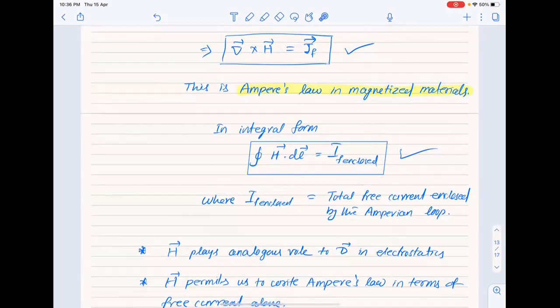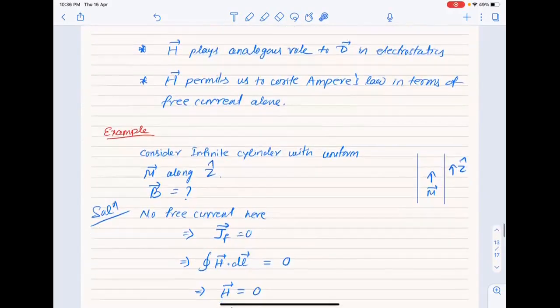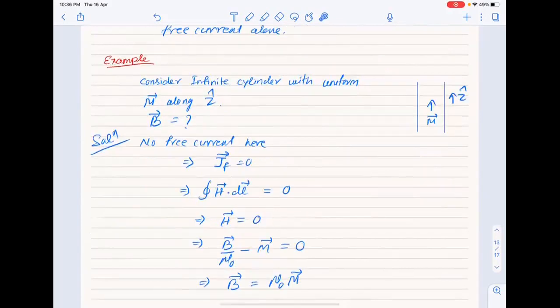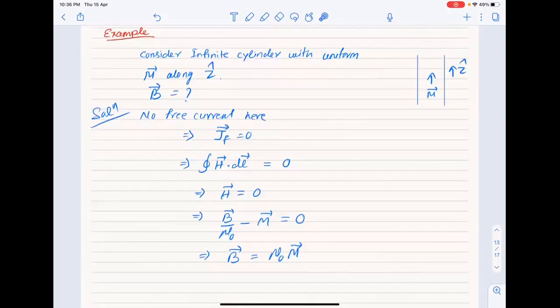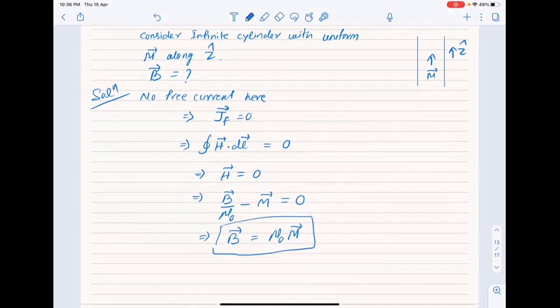And in that case, your H is also 0. You have done similar calculations before, and using symmetry you can see that H is equal to 0, and H is nothing but B over mu 0 minus M. So you effectively now have B equal to mu 0 M. This is the result which you have also obtained earlier. The same thing you obtained, but in a much quicker and easier way using H.